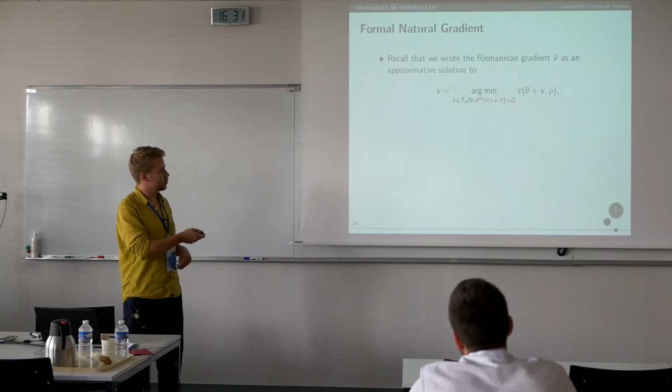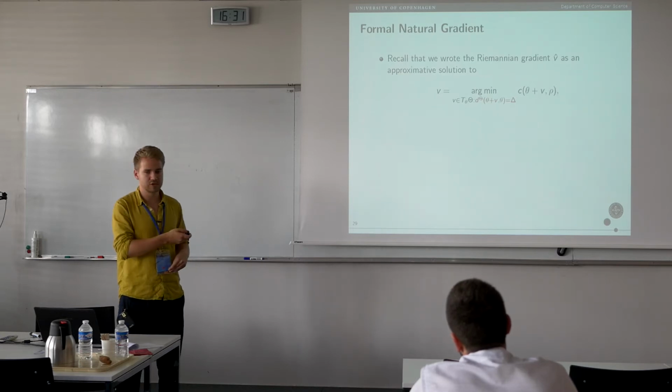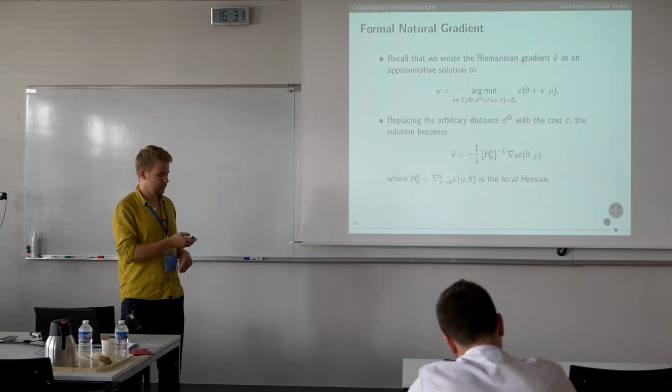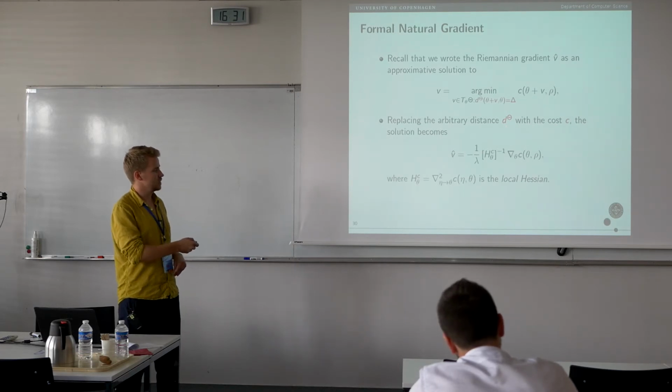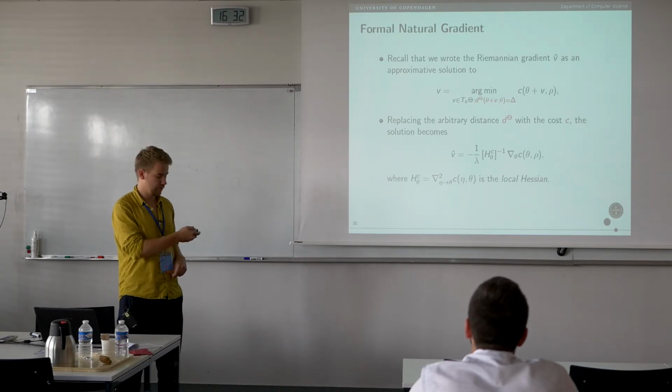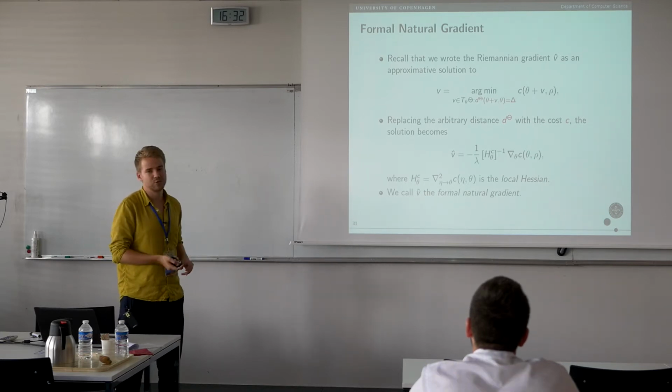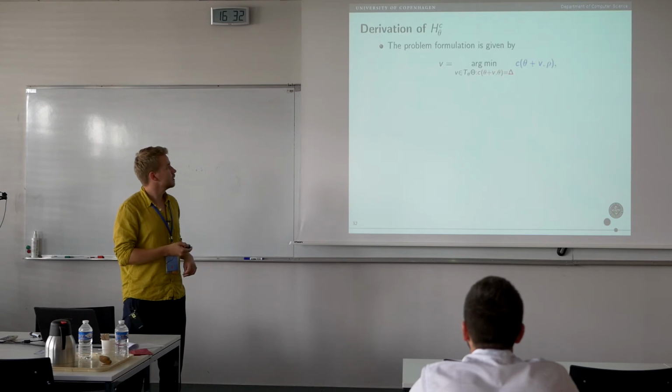So here we wrote the Riemannian gradient as a solution to this minimization problem, this trust region problem. If we replace the Riemannian distance here with the cost c, then we get this solution here, where this H matrix is the local Hessian. And we will now derive that. This here is what we call the formal natural gradient, but we could also just call it the natural gradient.